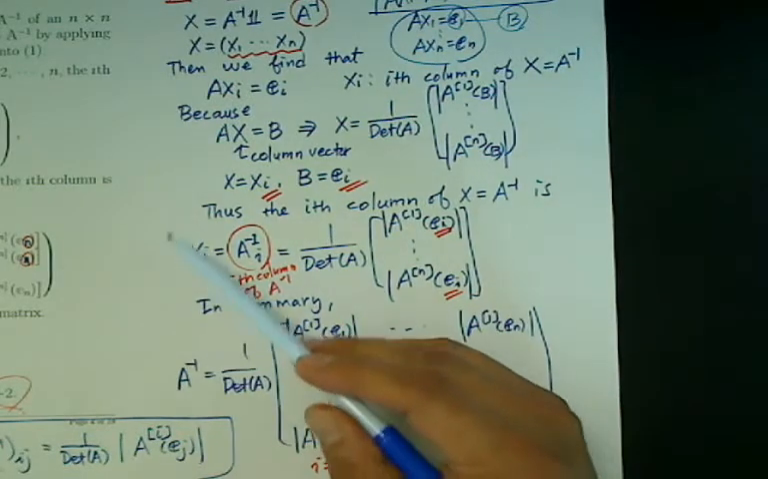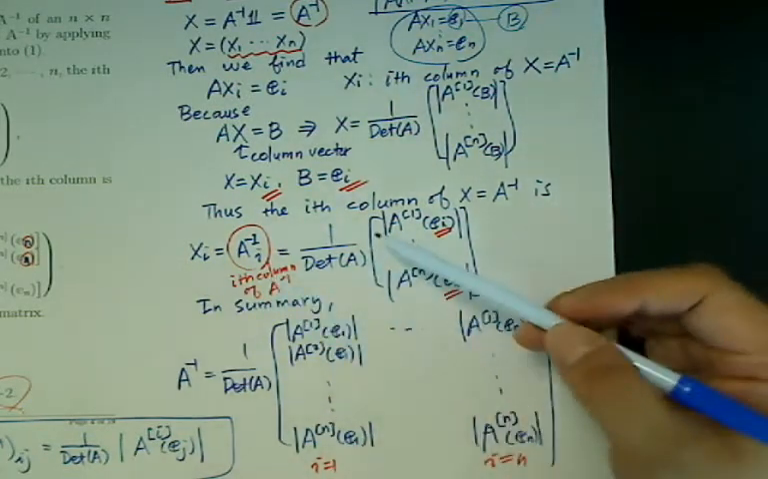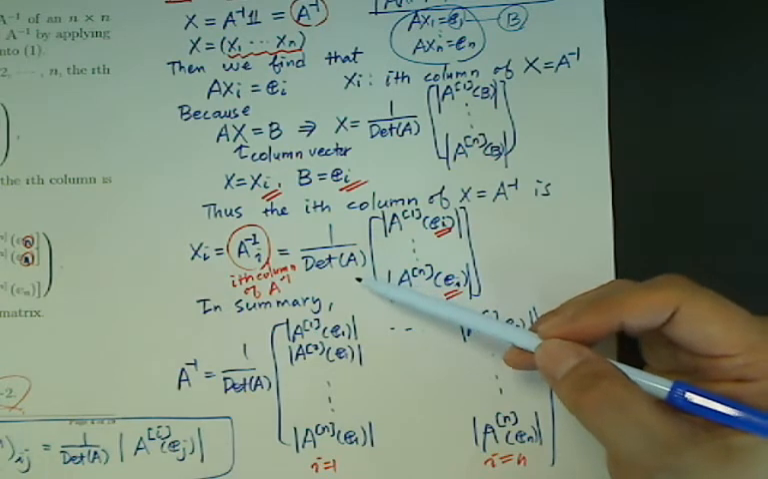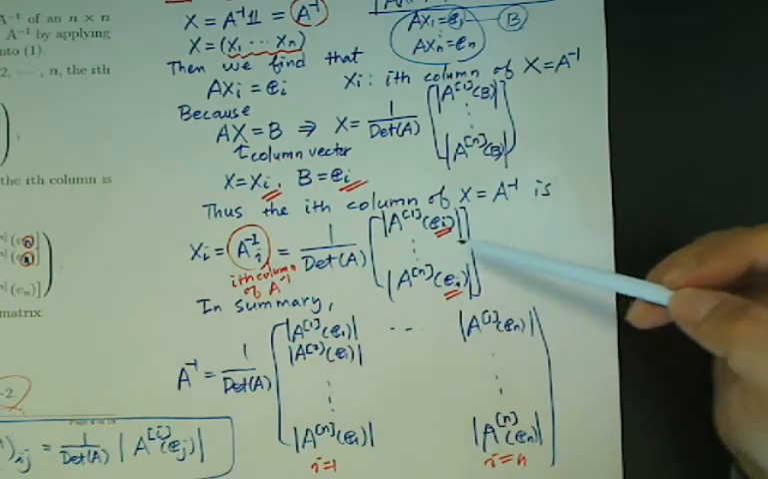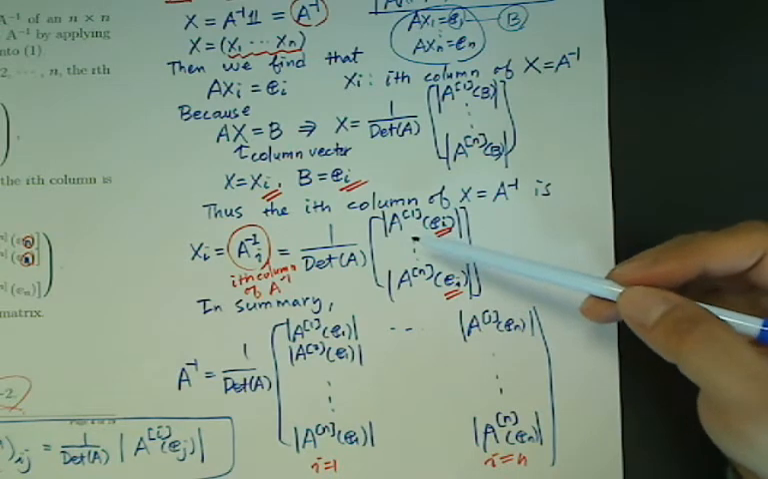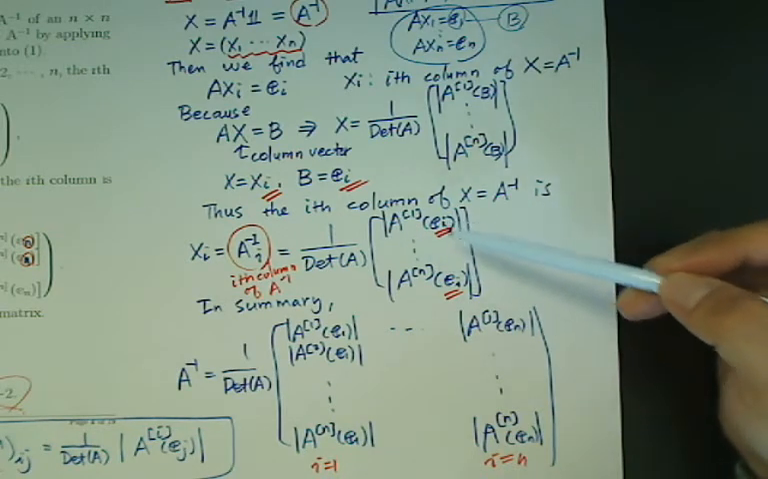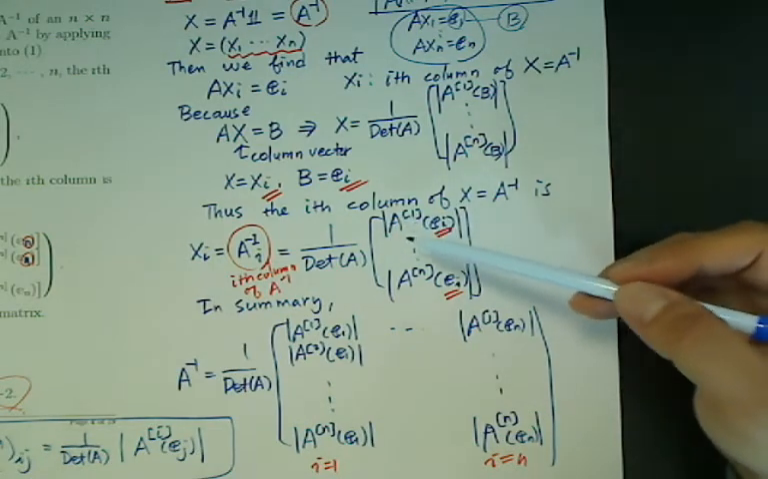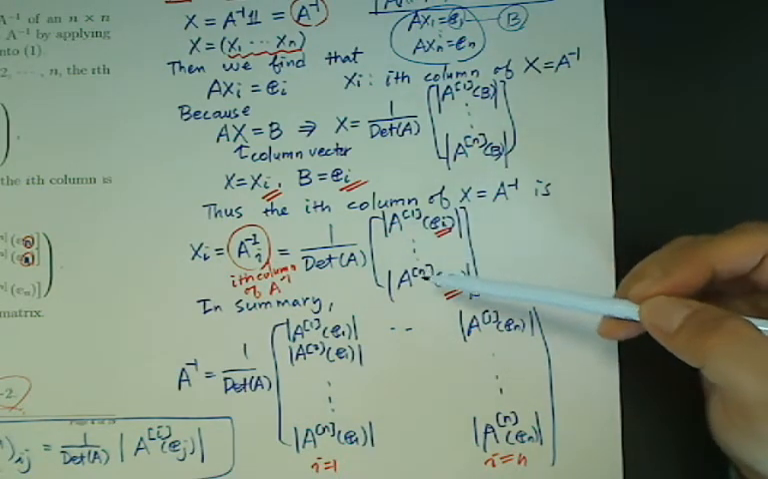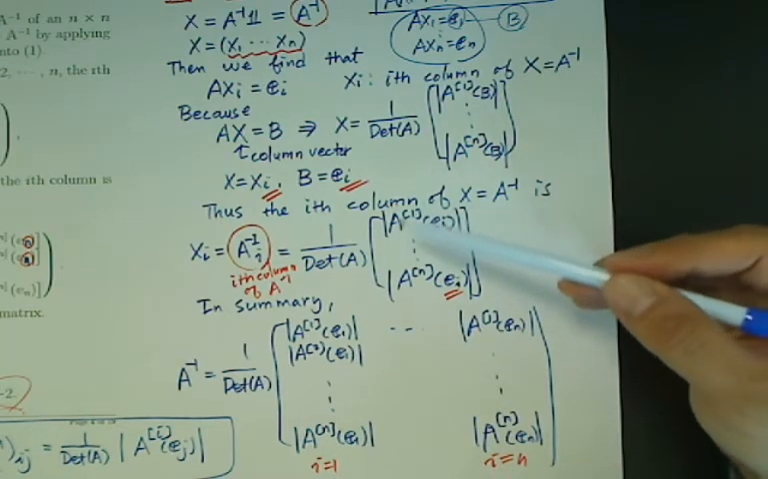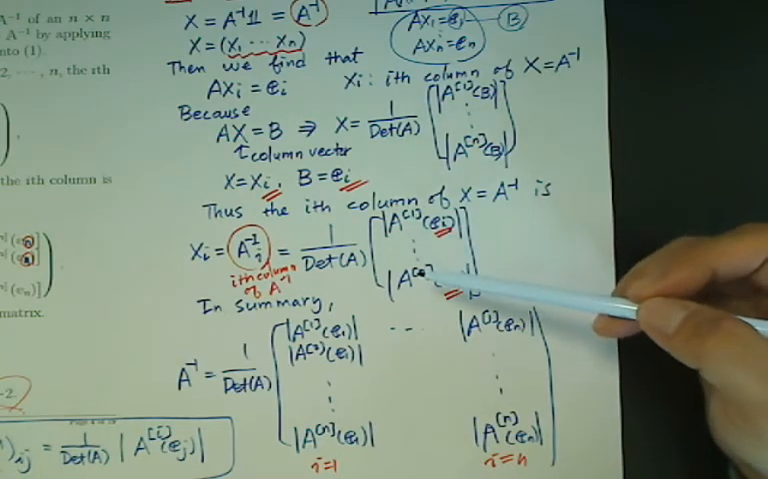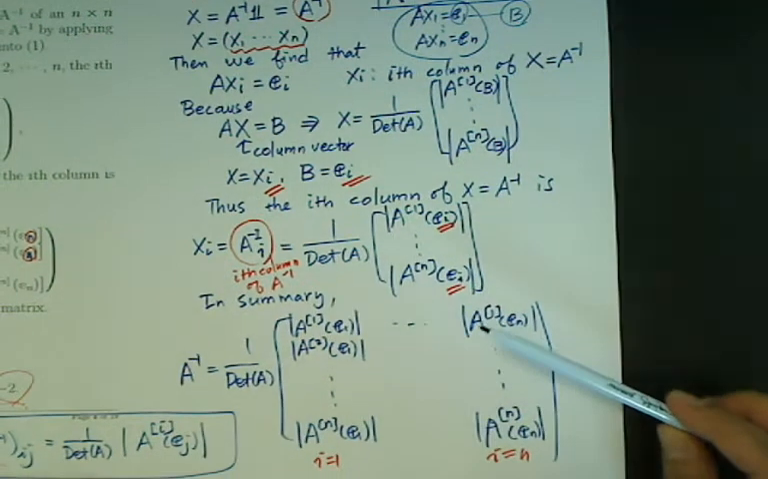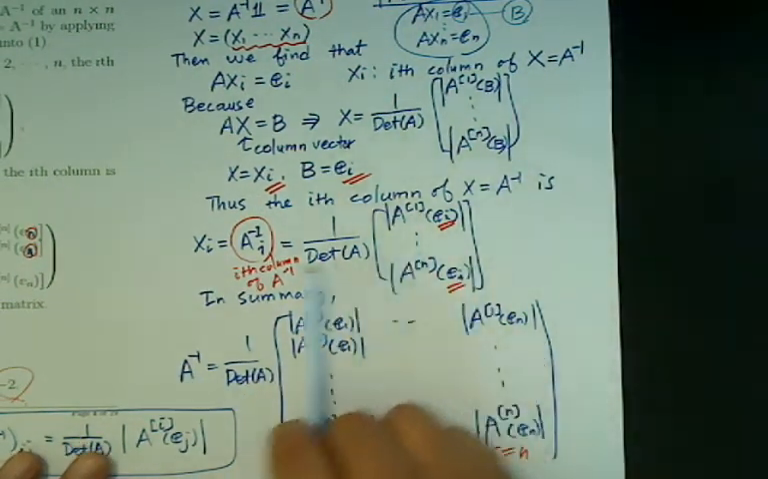Therefore, the ith column of the inverse matrix is 1 over determinant of A, and the ith column has the replacement of the unit column vector EI. And the replacement of what column? Here the number of rows will be determined by the column of matrix A to be replaced. Therefore, in summary, we list everything all together.